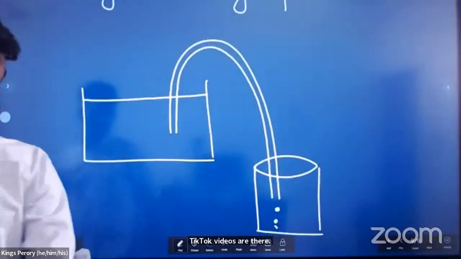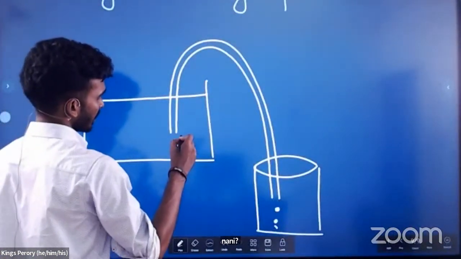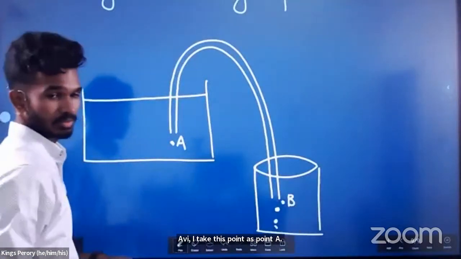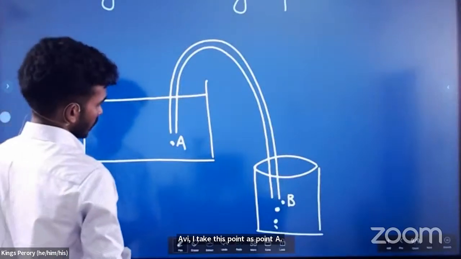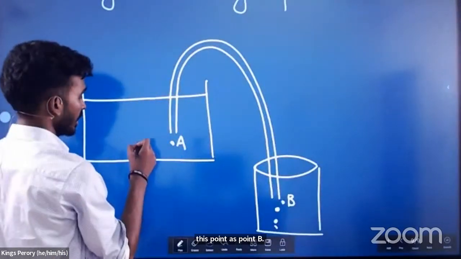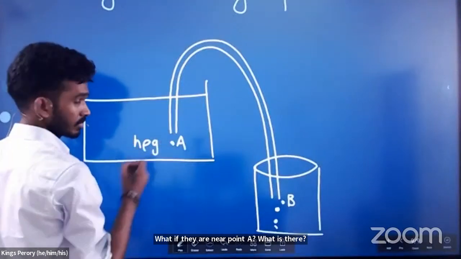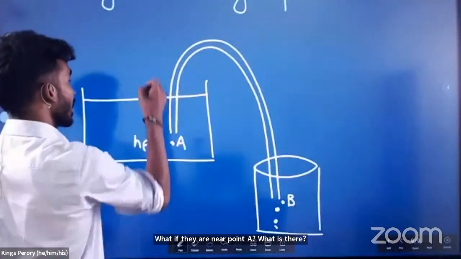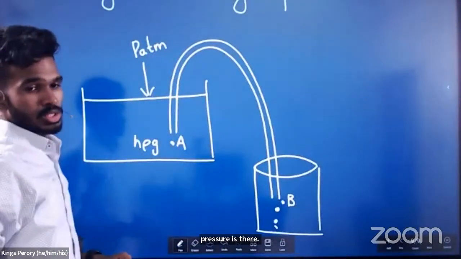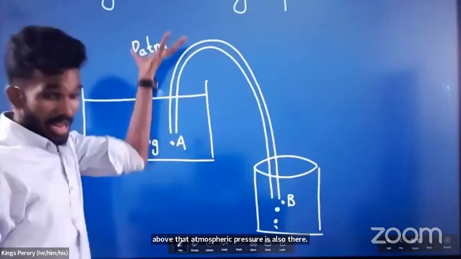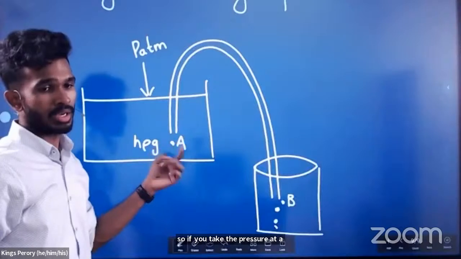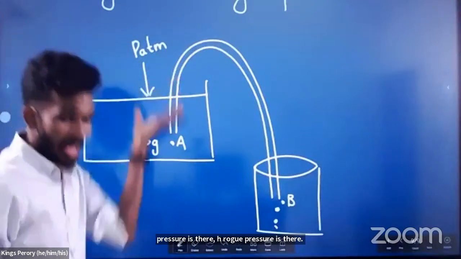Now see, I'll take this point as point A and this point as point B. What is there near point A? H rho g pressure is there, and above that atmospheric pressure is also there. So if you take the pressure at A, atmospheric pressure is there, and H rho g pressure is there. At point A, the atmosphere is pushing it, and H rho g is pushing it.